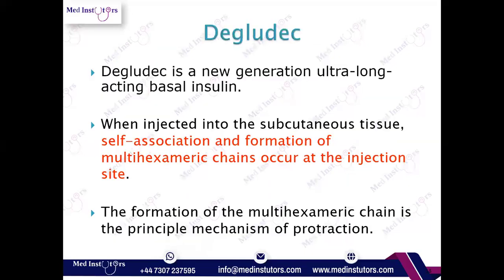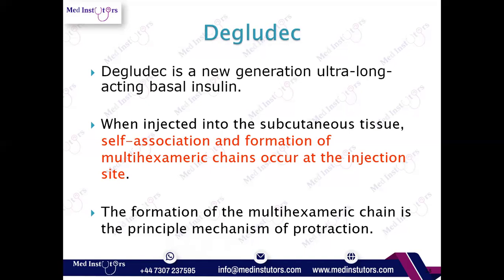Then came degludec. Degludec is a new generation ultra long-acting basal insulin. When injected into the subcutaneous tissue, self-association and formation of multi-hexameric chains occur at the injection site. The formation of the multi-hexameric chain is the principal mechanism of protraction. What's the meaning of protraction? Long duration of action of degludec is attributed to this multi-hexameric chain production when it is injected subcutaneously. We will see how this is happening.